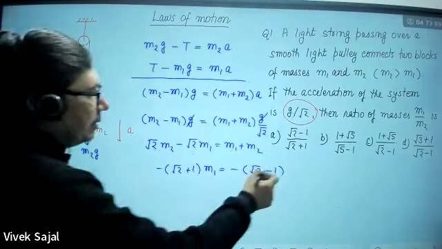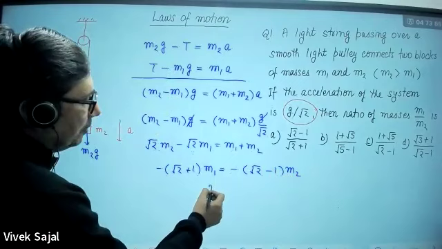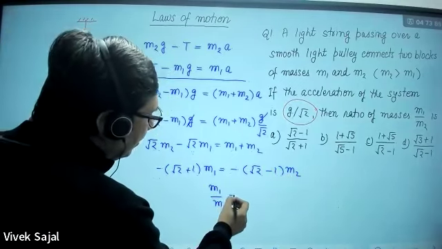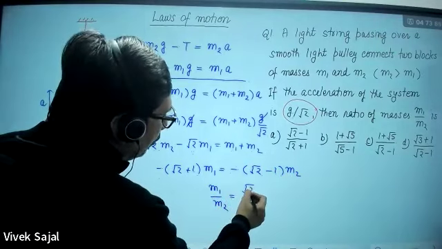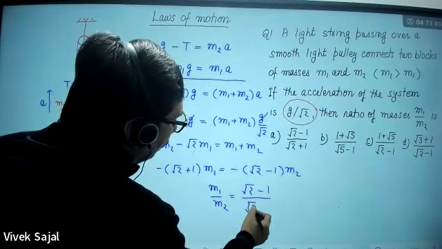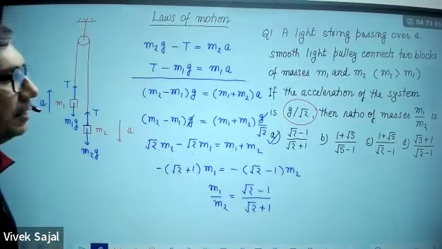This minus will cancel out. And m2 will be common here. So this m1 upon m2, how much will that be? That will be root 2 minus 1 divided by root 2 plus 1. So option A will be the correct answer.